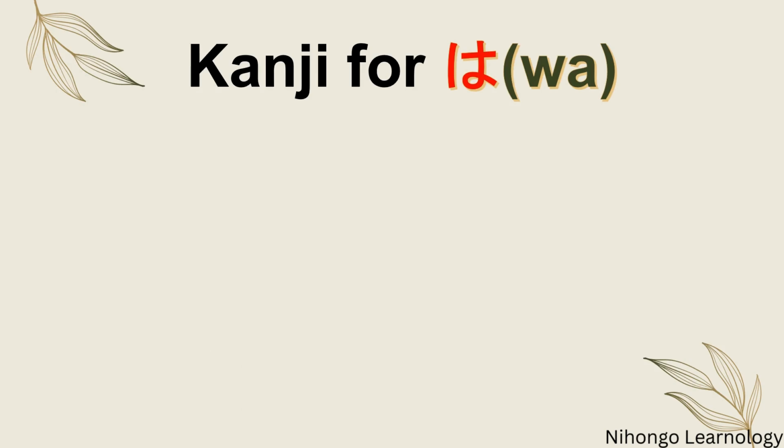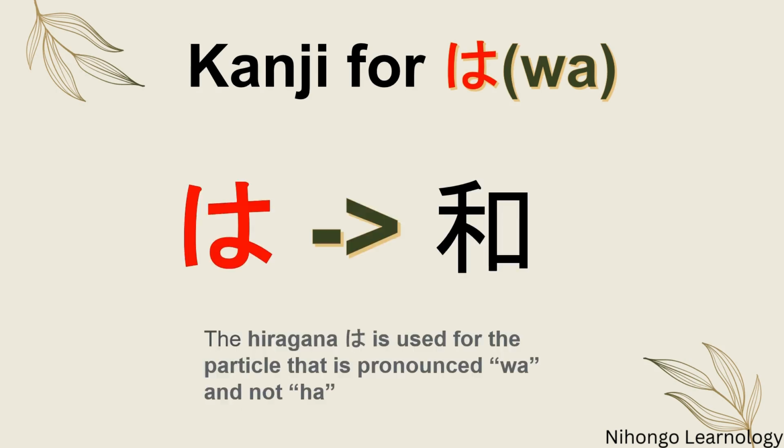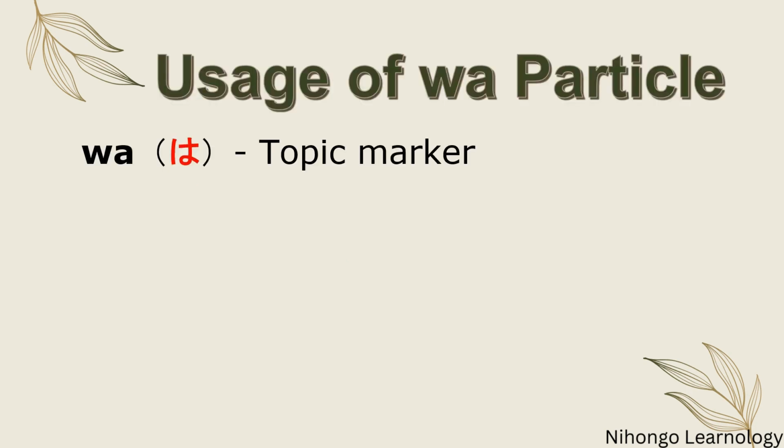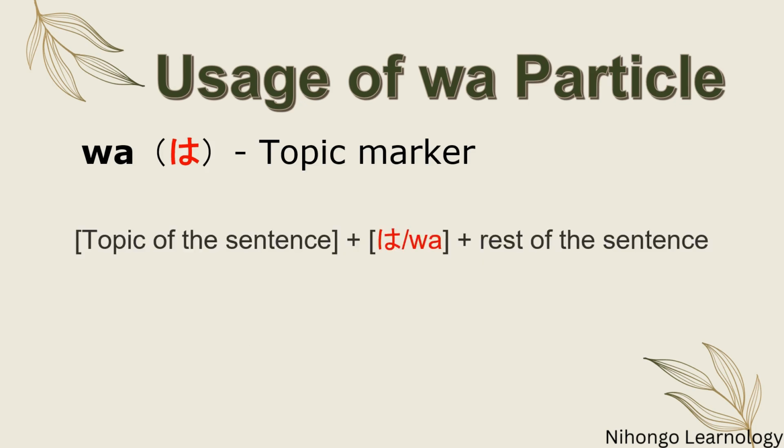Particle. Kanji for は. The hiragana は is used for the particle that is pronounced わ and not は. Usage of the particle は: は is often called the topic marking particle.